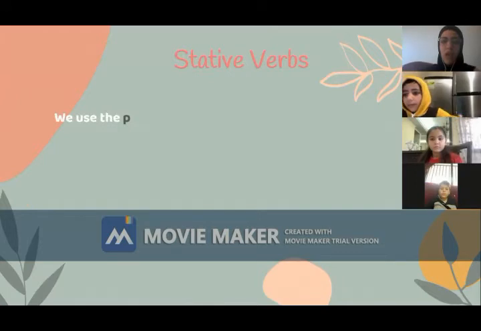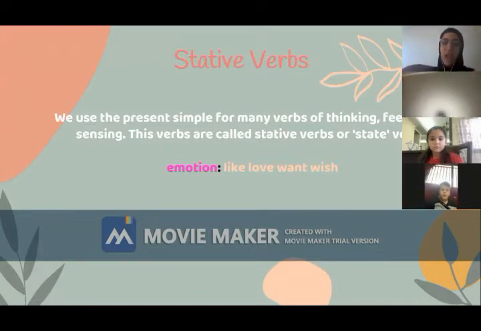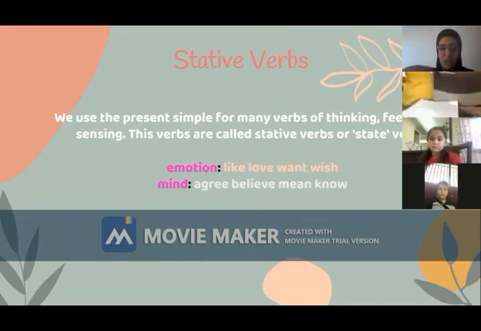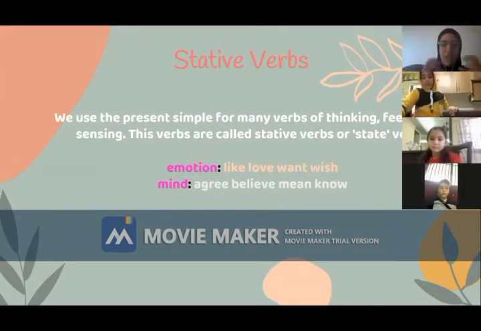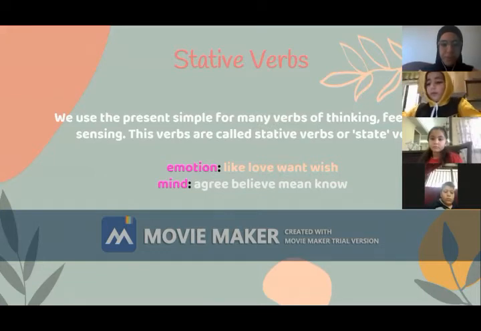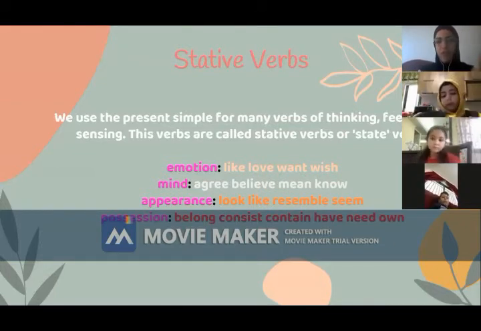Stative verbs are the verbs of thinking, believing, sensing, or feeling. Feeling means emotion, like I love, I hate, I want, I wish, I like, I dislike. Mind means thinking, like I agree, I believe, I mean, I know. These are not physical actions. These include actions in the mind. Appearance, for example how we appear: look like, resemble, or seem. All of this is called the stative verbs, so we have to use them in the simple present tense.